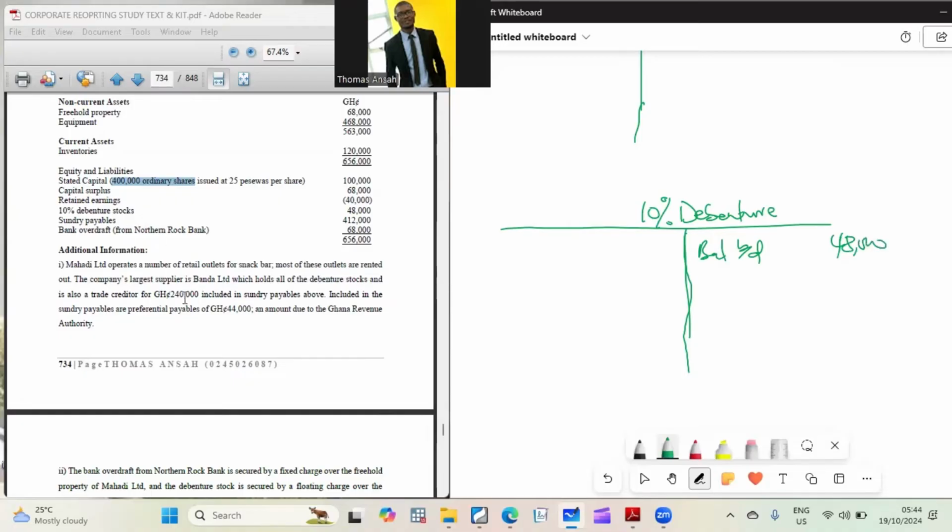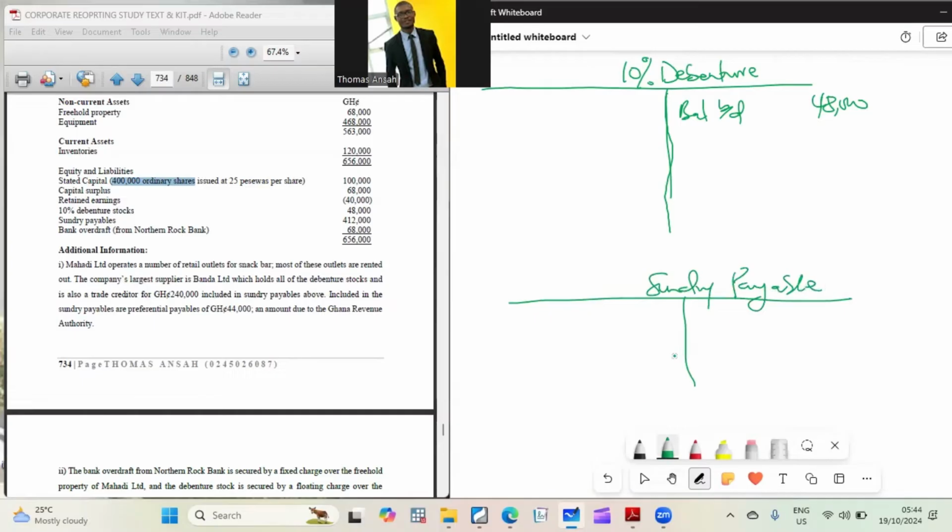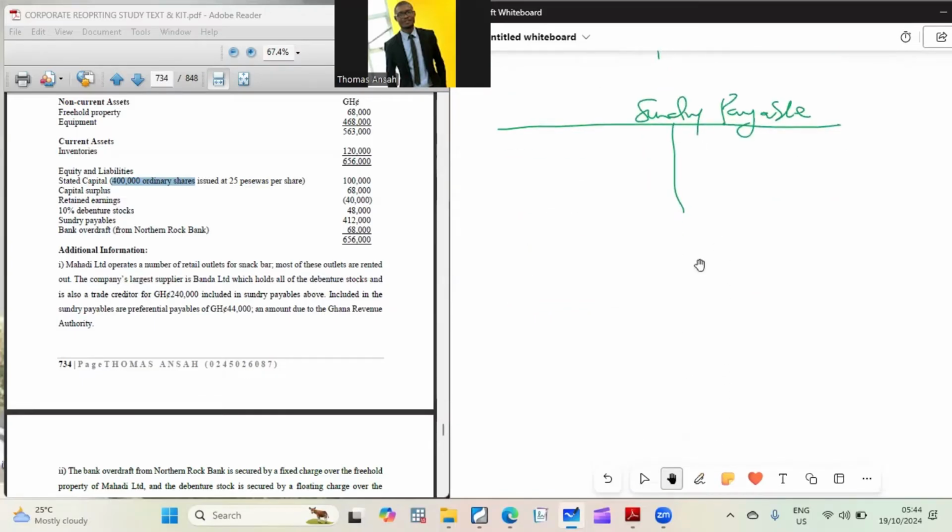So you can also do it for the sundry and the bank overdraft. After the bank overdraft, you have to do it because it's compulsory, because I told you to do a cash balance. But before then, you can do sundry payable. You can do this thing fast. You don't need to make it nice, like drawing nice lines and all those things. Please, you don't need to do that.